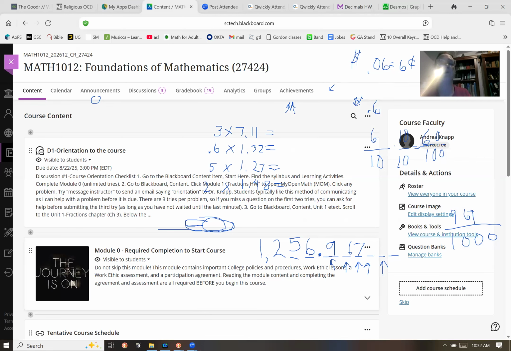Section 27424. The attendance code for today is 9543. And if you're in section 27510, your attendance code is... So please let me know once you get... sorry, I did that wrong. For section 27510, the attendance code is 2515.